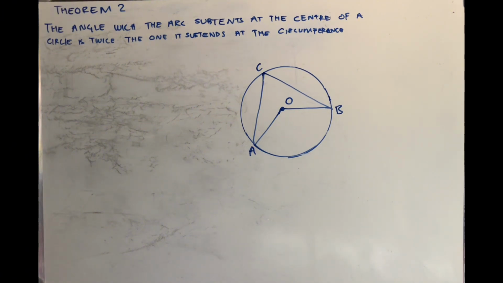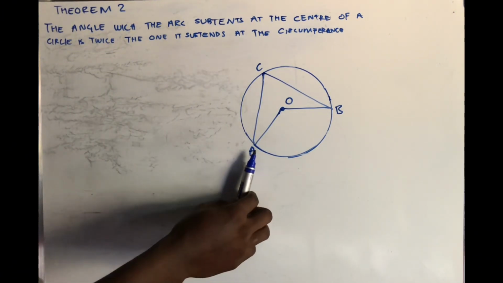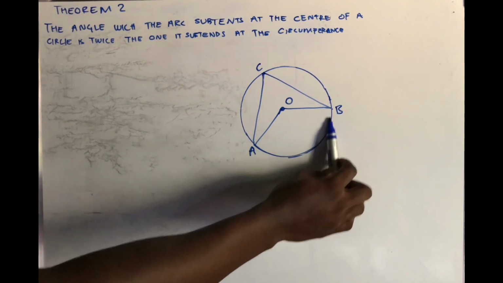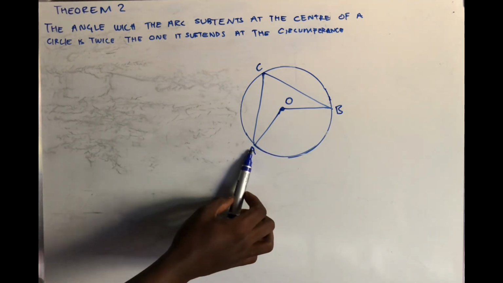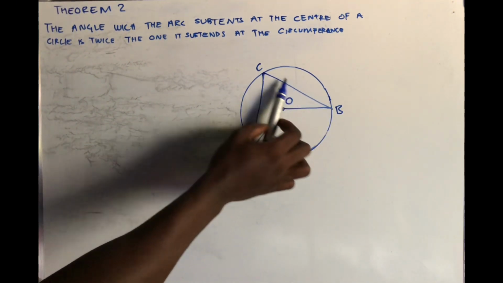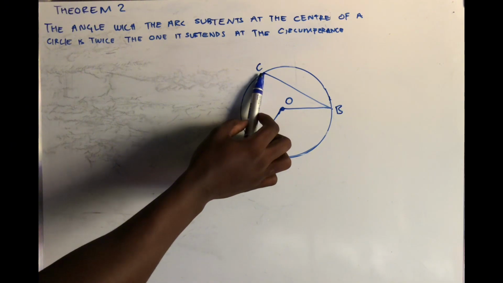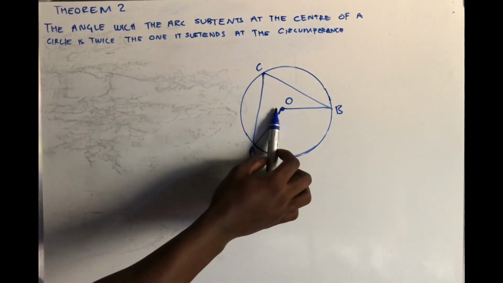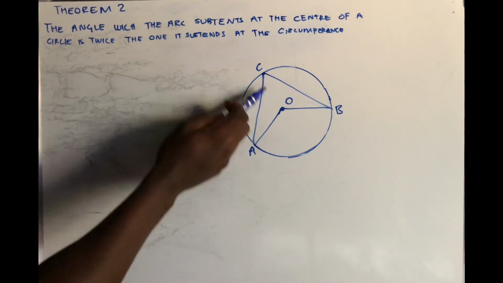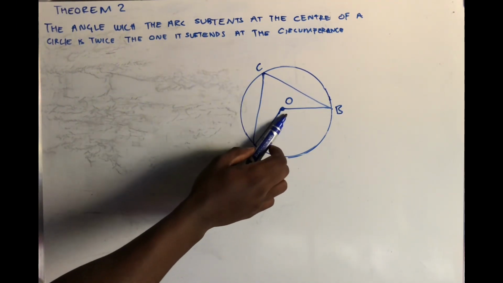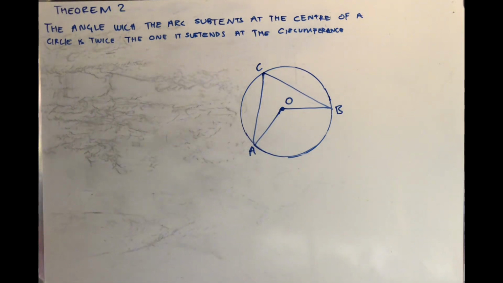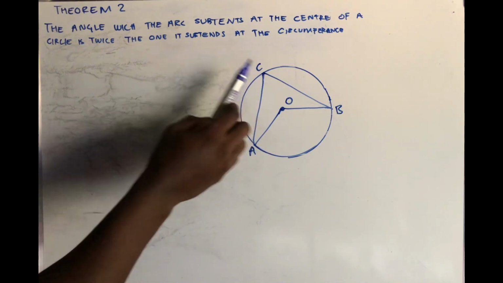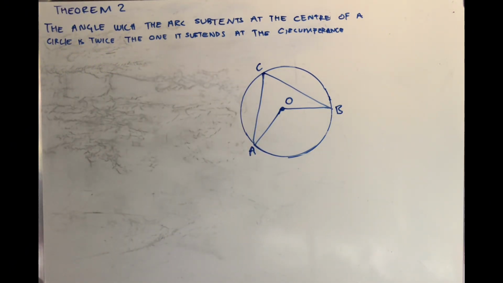What it basically means is this: the angle that is subtended by an arc. AB is an arc. AB subtends an angle at the circumference, and AB again subtends another angle at the center. The first one is angle C. The second one at the center is angle O. This theorem says that this one is 2 times this, and that's what we are required to prove.